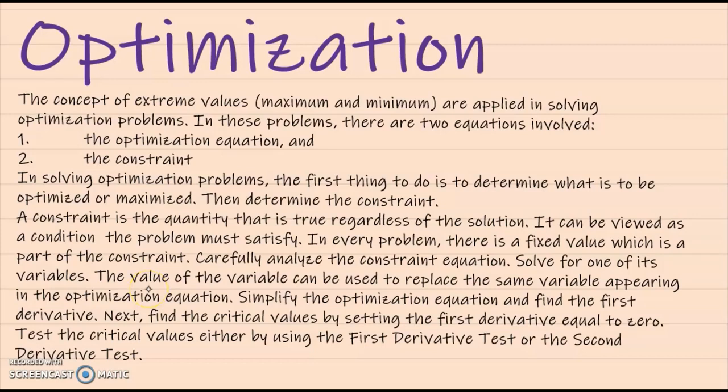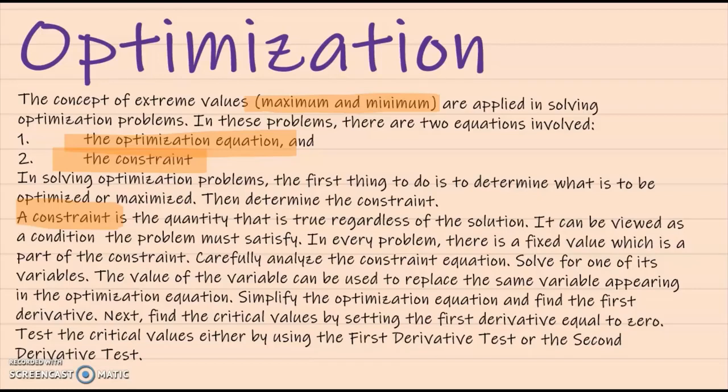Now let's talk about optimization. The concept of extreme values, maximum and minimum, are applied in solving optimization problems. In these problems, there are two equations involved: the optimization equation and the constraint. In solving optimization problems, the first thing to do is to determine what is to be optimized or maximized. Then determine the constraint. A constraint is a quantity that is true regardless of the solution. It can be viewed as a condition the problem must satisfy.